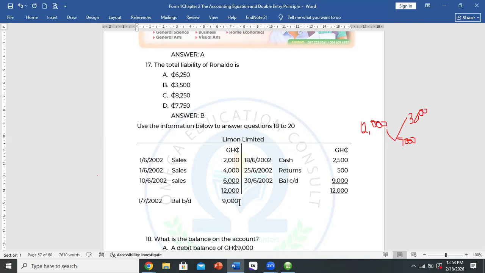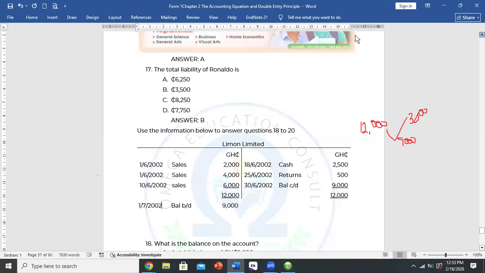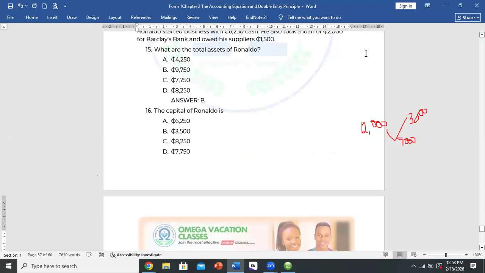So I think we are comfortable with that. Now, when you're able to do this balancing, then you can go ahead and extract your trial balance. So how do we extract the trial balance? We need to know what a trial balance is. A trial balance is just a list of all your account balances. So it's a list of the debit balances and the credit balances. But we don't put the two together. We separate the debit balances from the credit balances, right?